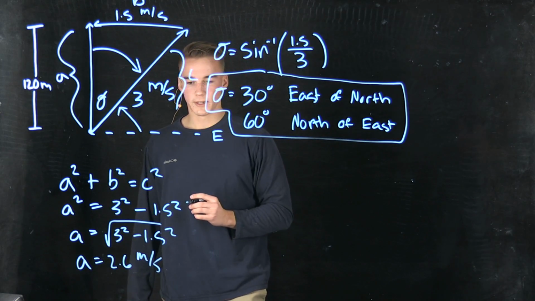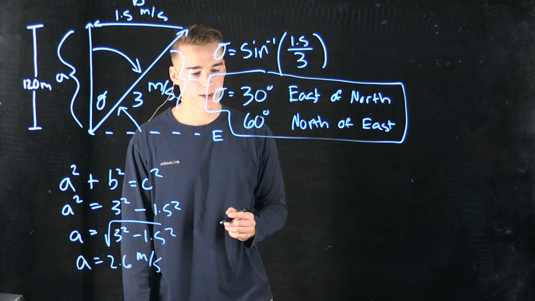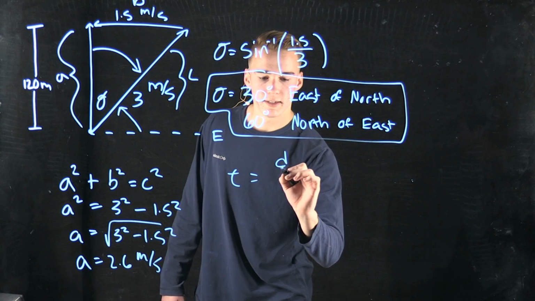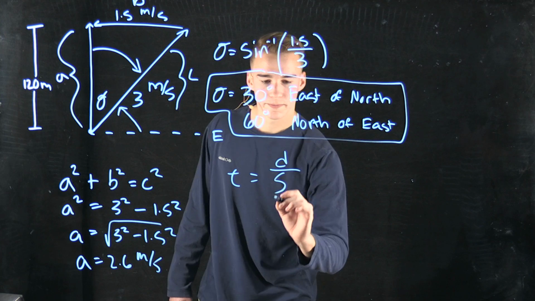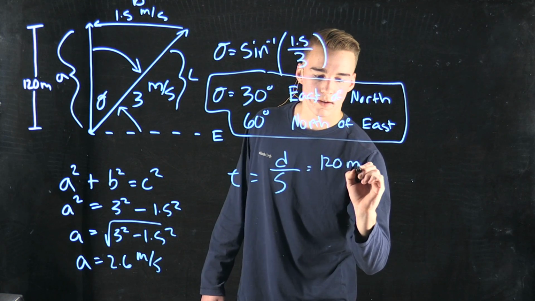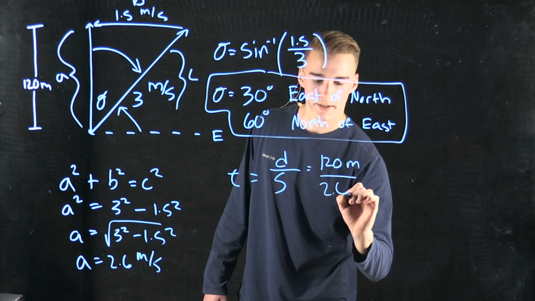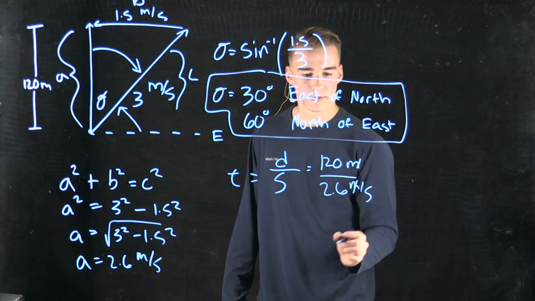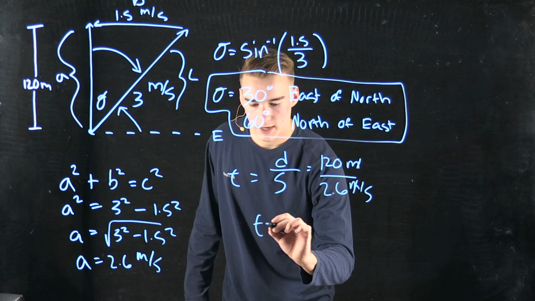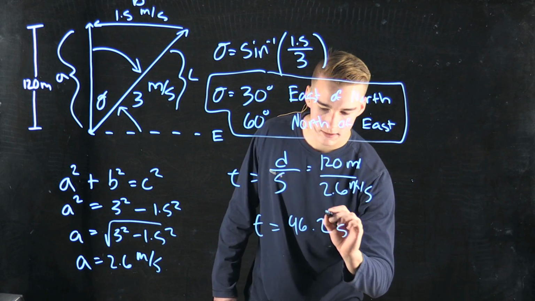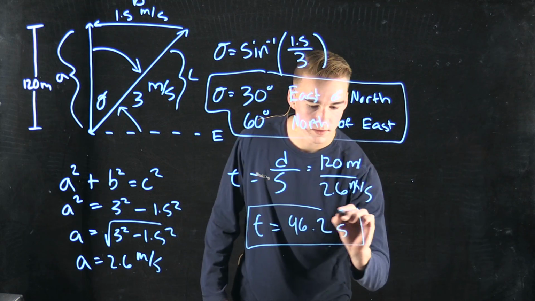You're not done here because this is a speed and we want time. So in order to get time, we just take the distance over the speed. We know it's 120 meters. Speed is 2.6 meters per second. So when you divide these, the meters will cancel out, and you'll get the time is equal to about 46.2 seconds. And there's your answer for part B.